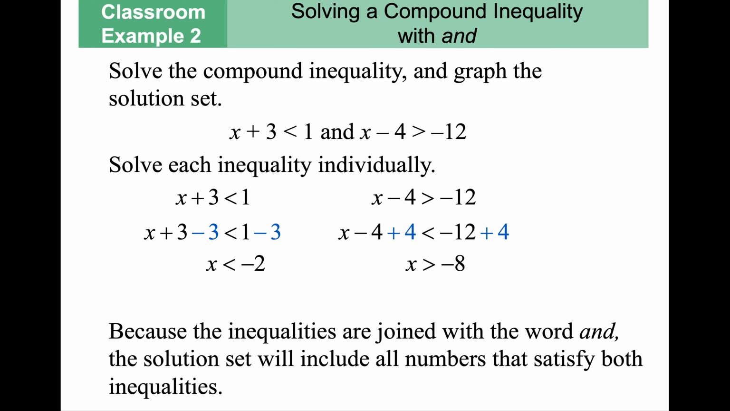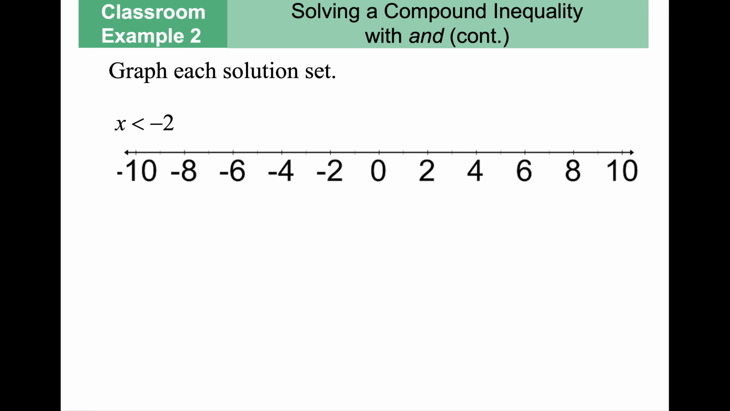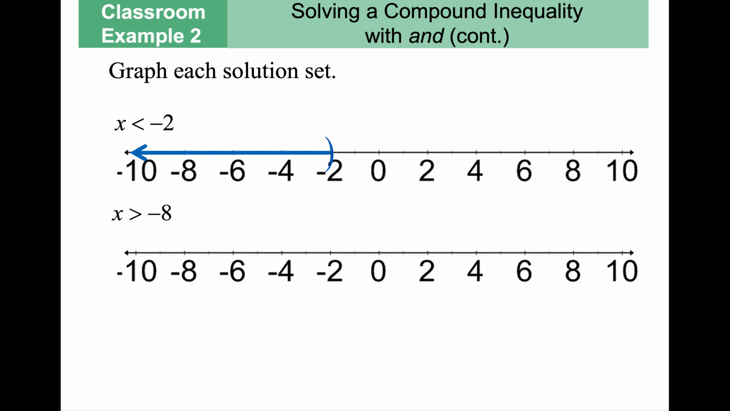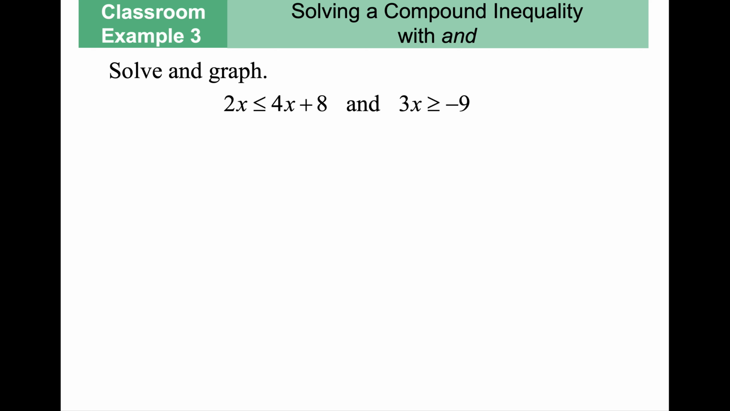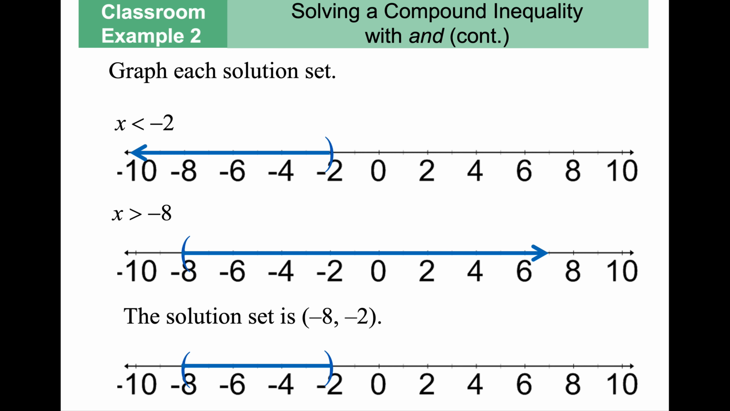Now to consider the intersection of these sets, I need to figure out what numbers they have in common. If I do this on my number line, it's sometimes easier to visualize. For x is less than negative 2, that would be this set of numbers on the number line. For x is greater than negative 8, this would be this set on the number line. And the solution set is going to be the overlapping of those two, which happens from negative 8 to negative 2. Imagine if you put those two number lines on top of one another, they would overlap from negative 8 to negative 2. And we're using parentheses there because there's no equal to symbol.